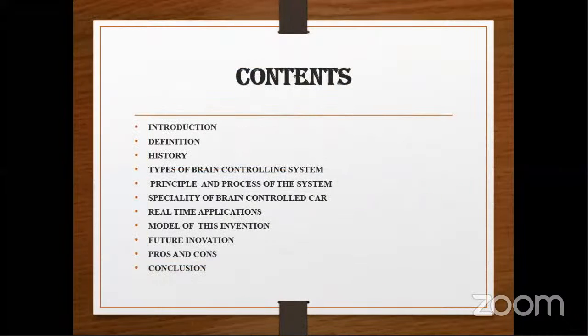I'd like to begin today's session by explaining the contents that I'll be covering today. Firstly, I'll be introducing today's topic. Then I'll briefly explain the definition of AI, history. Then we shall go through the types of brain controlling cars. Later, we'll know how it is working and what is the speciality of this technology. We'll know some real-time applications, challenges, and future innovations. Then I'll explain advantages and disadvantages of this technology. Finally, I'll conclude my presentation.